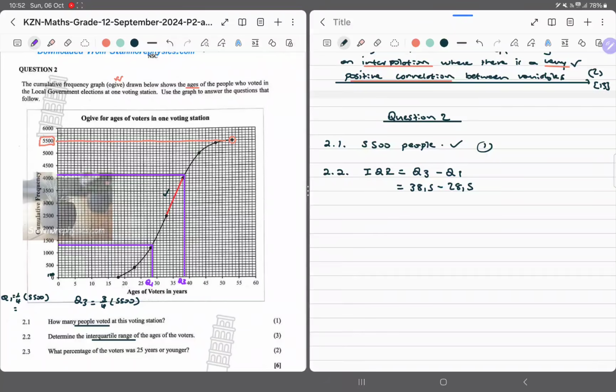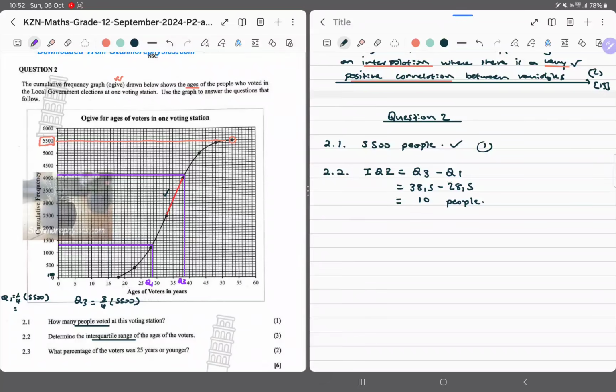Okay. So that is roughly what we have. So we're saying 38.5 minus 28.5. That gives us a difference of 10. Obviously, it's not really accurate, but that's it. So this is 10 people.